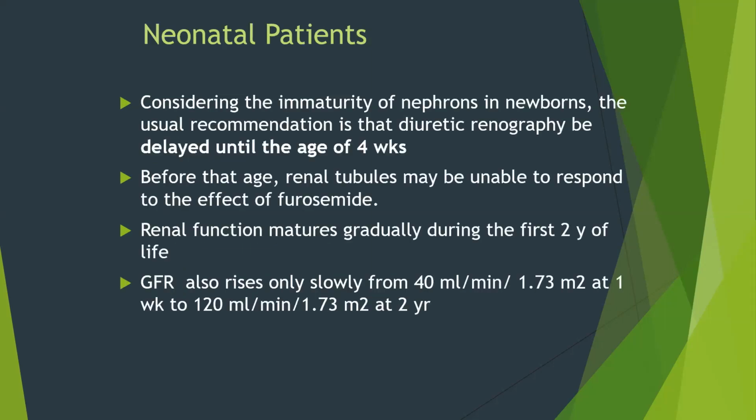In neonatal patients, considering the immaturity of nephrons in newborns, the usual recommendation is that the diuretic renography be delayed until the age of 4 weeks. Before that age, renal tubules may be unable to respond to the effect of Lasix. Renal function matures gradually during the first 2 years of life. So GFR also rises only slowly from 40 ml per minute at 1 week to 120 ml per minute at 2 years.